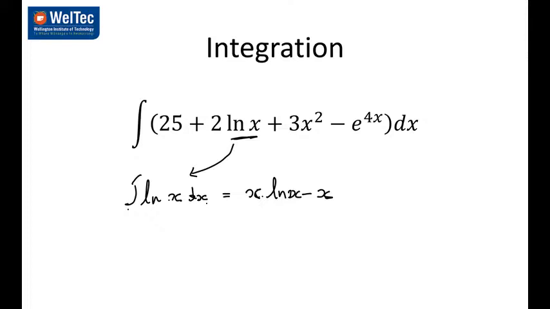Otherwise, you find the integral of 25, which is 25x. The next one is 2 times natural log x, so it'll be 2 times all of that, plus the integral of 3x squared is x cubed. The integral of e to the 4x will be 1 over 4 e to the 4x, and don't forget plus c.